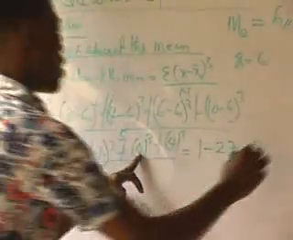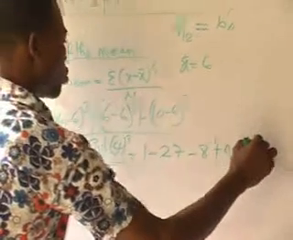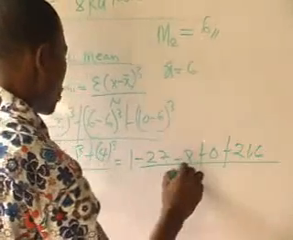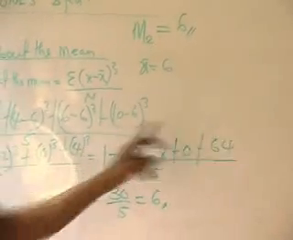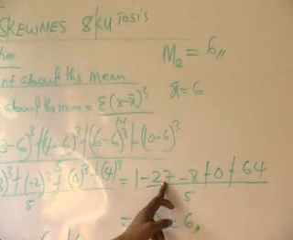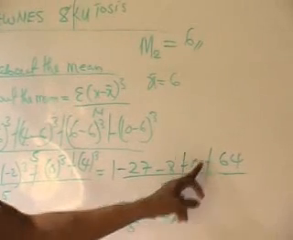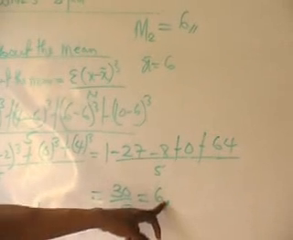So the next one is what? 0. 0 raised to power 3 is 0. Then plus 4 raised to power 3, which is 64. Then everything over 5. So 1 minus 27 minus 8 plus 0 plus 64 will give us 30. So 30 divided by 5 will give us 6.